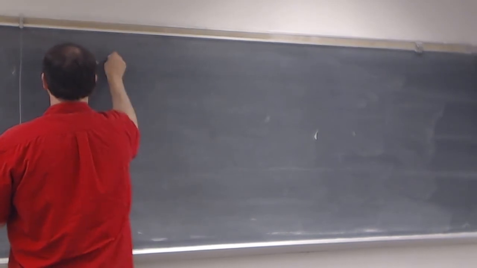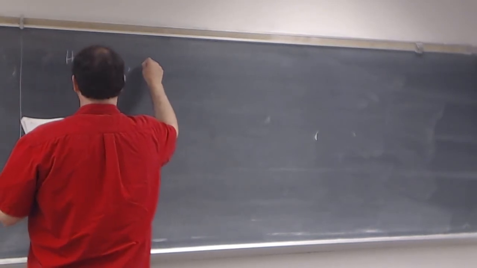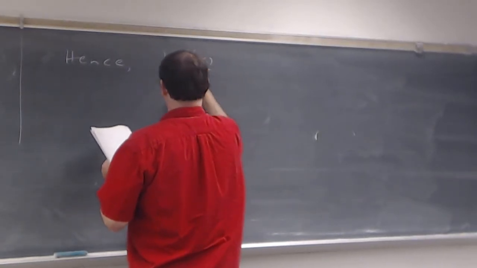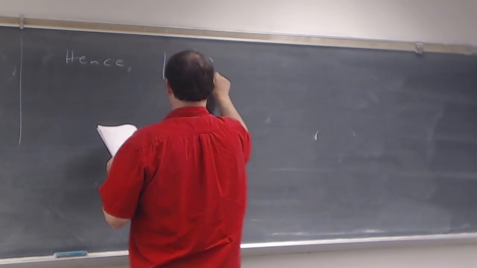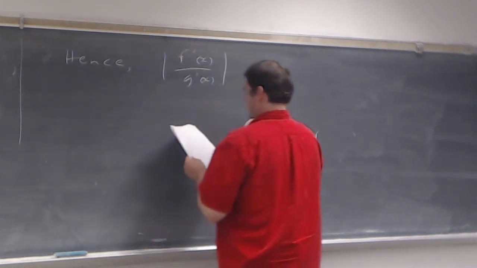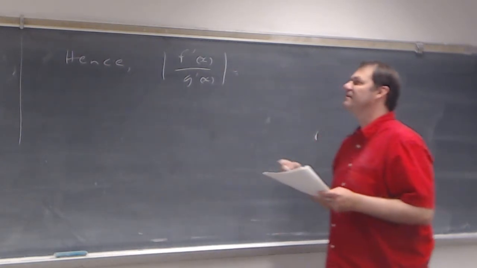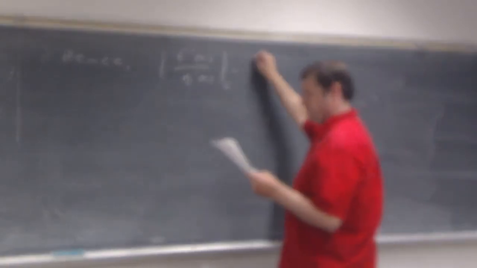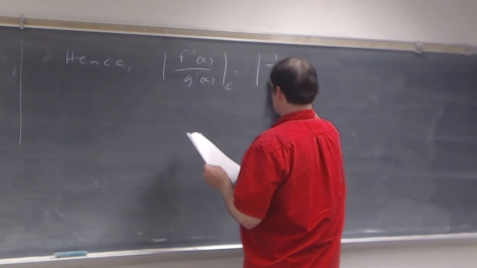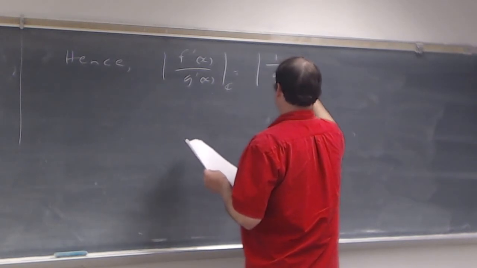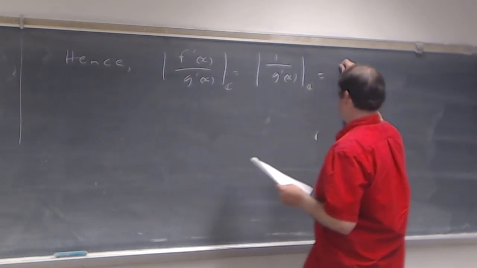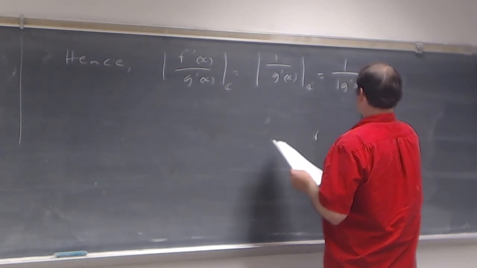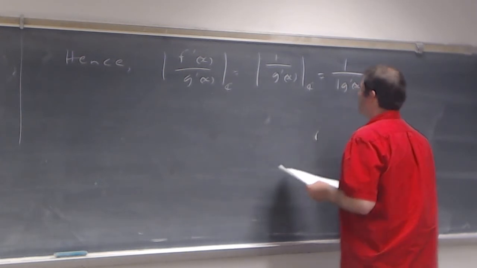So, hence, the absolute value of f prime of x over g prime of x. Now, f prime of x, this is the complex plane. f prime of x was equal to 1. This is equal to 1 over g prime of x, and that can be rewritten as 1 over the absolute value of g prime of x, complex plane.